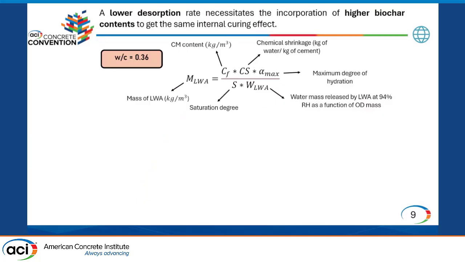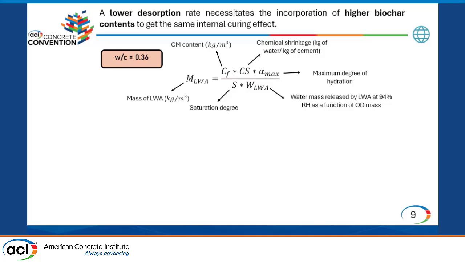Then, when we had characterized biochar in terms of gradation, desorption rates, and water absorption capacity, we wanted to see how much biochar should be incorporated to mitigate autogenous shrinkage. First off, we chose a water to cement ratio of 0.36 because ASTM says that if you want to look into low water to cement ratio systems, you have to choose something below 0.4. Another thing is that we want to have the maximum degree of hydration, which is 100%. If you go a little bit lower, let's say 0.35, we won't have that 100% hydration. So that's why we chose 0.36.